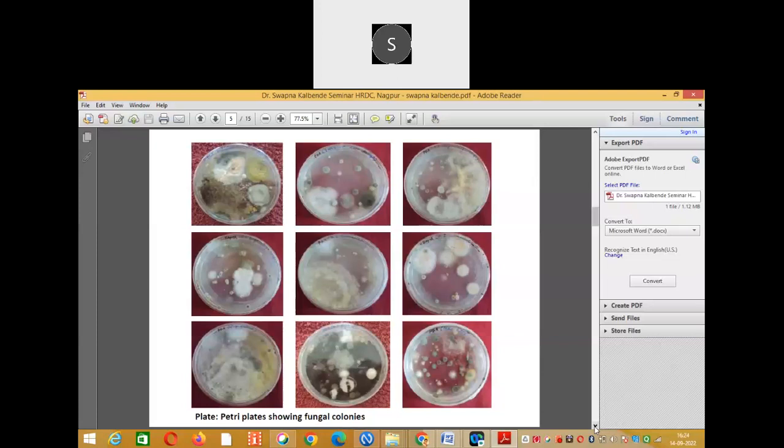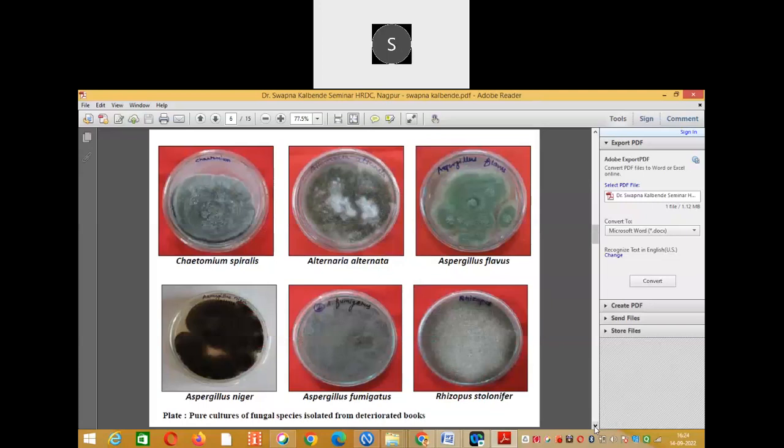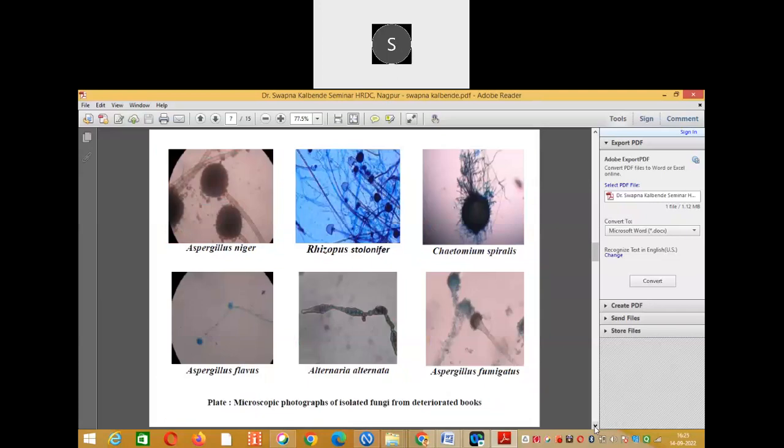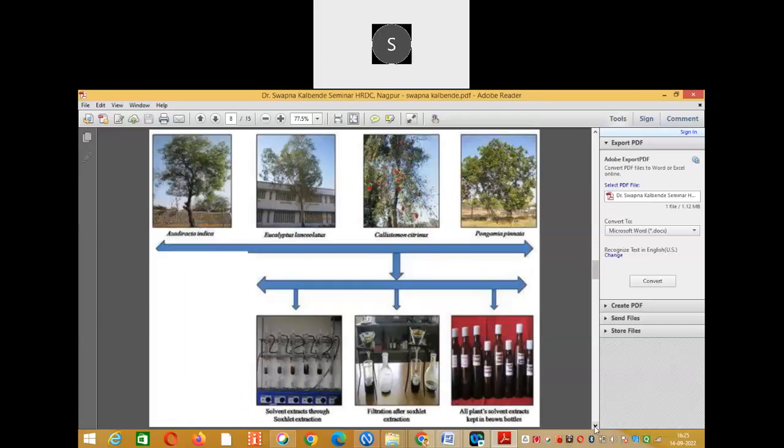These are some photographs of the petri plates showing the fungal growth of the isolated fungal species. Then these are some photographs of the pure cultures of the fungal species isolated from the deteriorated books, which were used for the antifungal activity. Then these are some microscopic photographs of the isolated fungi from the deteriorated books.